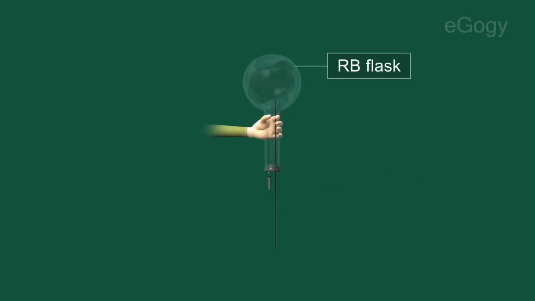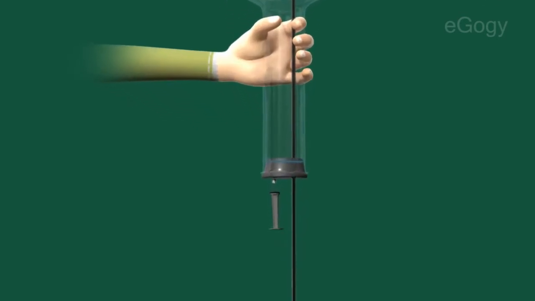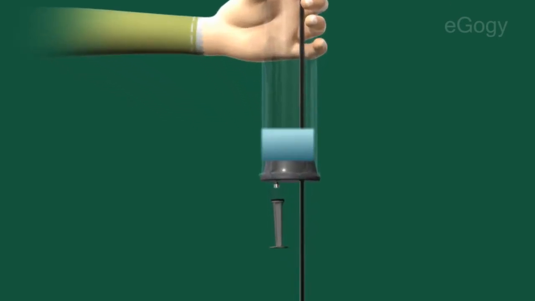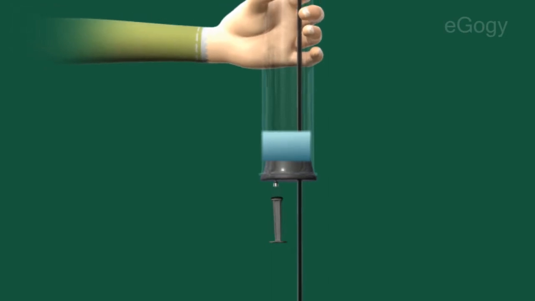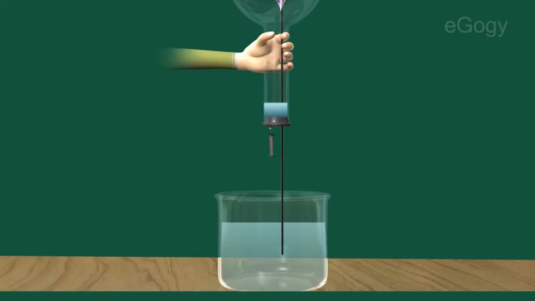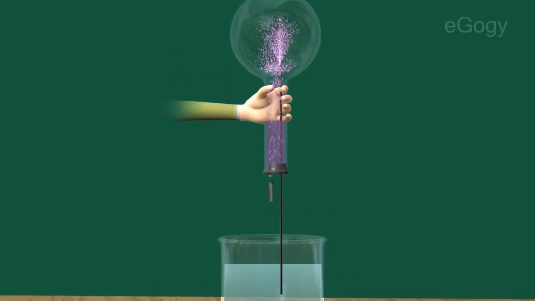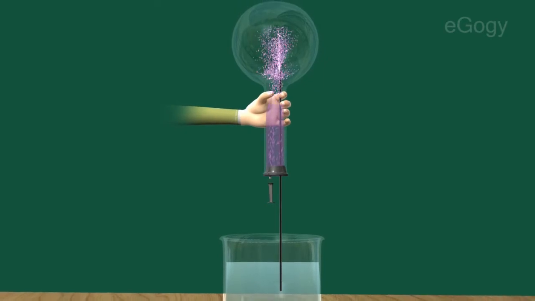Collect ammonia gas in a round-bottom flask. Close the flask with a cork containing a jet tube and an injection syringe. Using the syringe, introduce a few drops of water into the flask. Close the mouth of the jet tube with your finger and shake the flask well. Dip the end of the jet tube in water containing some phenolphthalein in a beaker. We can see that water rises into the flask and forms a pink color fountain.